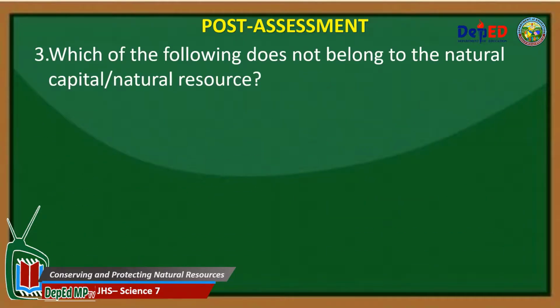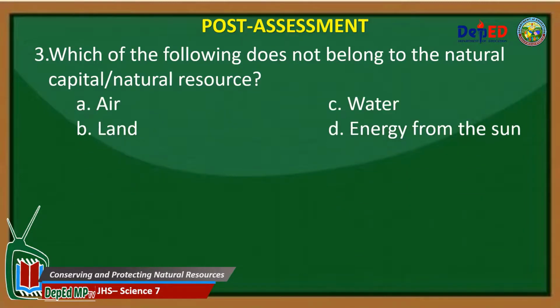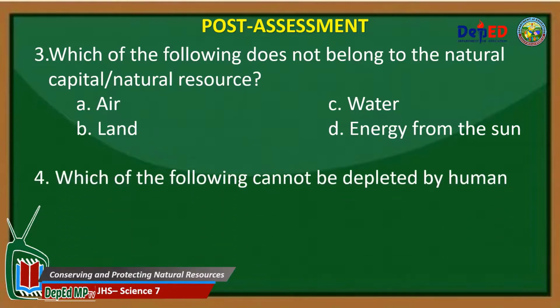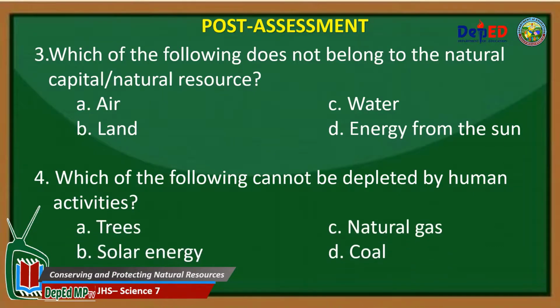3. Which of the following does not belong to the natural capital or natural resource? A. Air. B. Land. C. Water. Or D. Energy from the sun. 4. Which of the following cannot be depleted by human activities? A. Trees. B. Solar energy. C. Natural gas. D. Coal.